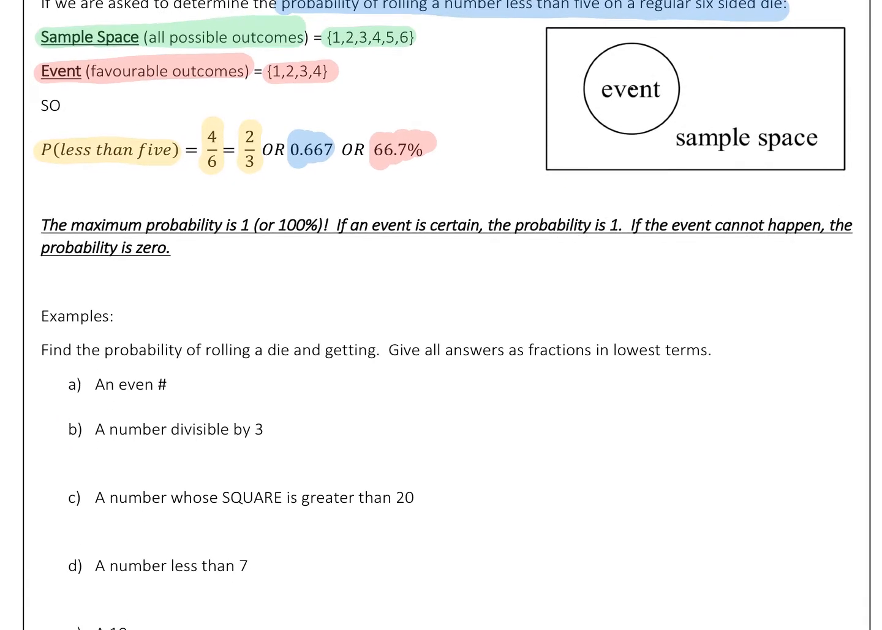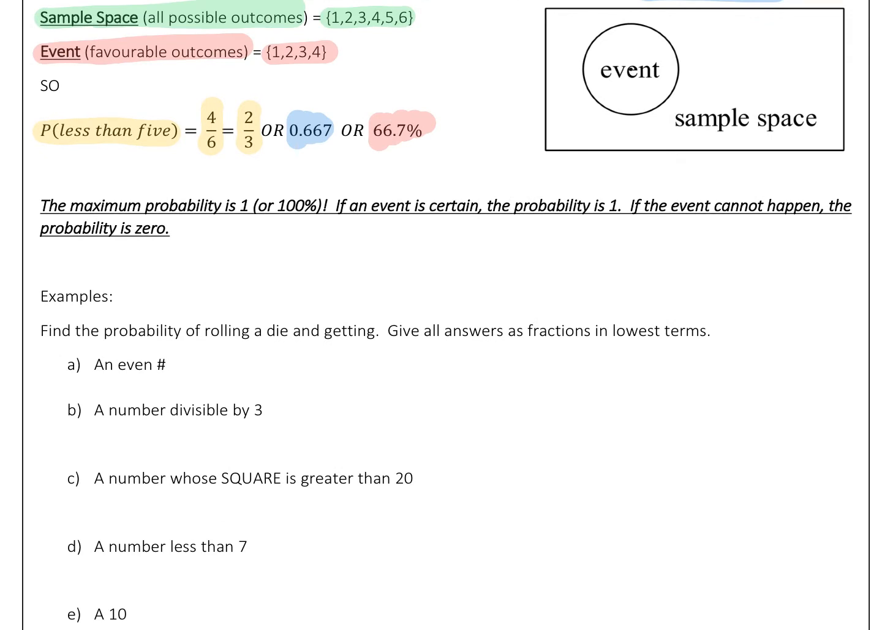Just a reminder that the maximum probability, the highest, so if something is for sure going to happen, that probability would be 1 or 100%. And if it's impossible for it to happen, that probability would be 0. Okay, let's go through a couple of simple examples. This is going to be rolling a die. So keeping in mind that my sample space is 1, 2, 3, 4, 5, 6. Those are the things that can happen when I roll a die.